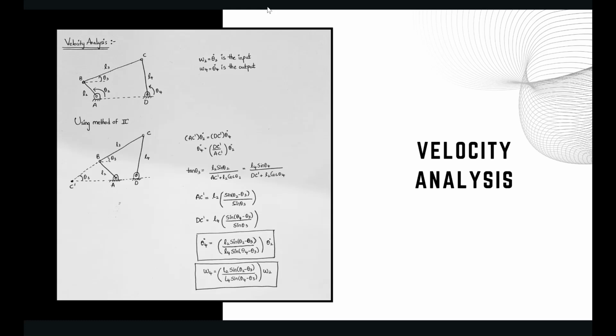By doing the IC method, we would get the final answer: omega 4 is equal to L2 sine of theta 2 minus theta 3 by L4 sine of theta 4 minus theta 3, into omega 2. Here L2 sine of theta 2 minus theta 3 by L4 sine of theta 4 minus theta 3 is known as the Jacobian. This constraint will be useful in acceleration analysis.